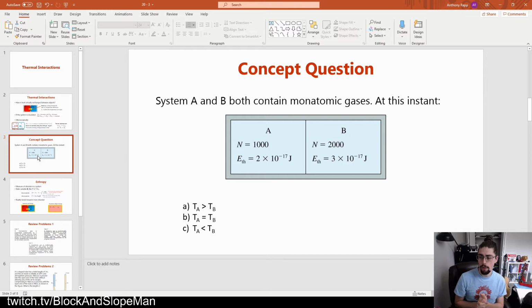I have 2 boxes. They haven't been mixed yet, but they're 2 boxes side by side, insulating, no heat going in or out or anything else like that. Box A has 1,000 particles and a total thermal energy of 2 times 10 to the negative 17th joules. Box B has 2,000 particles and a thermal energy of 3 times 10 to the negative 17th joules. So, of these 2 boxes, which one, if either, has the higher temperature?